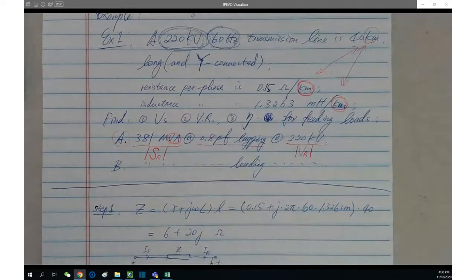It's also like our wall jack outlet, 120 volts. Is 120 volts sending end voltage or receiving end voltage? This is very obvious, right? This is absolutely receiving end voltage. It's load end. Does it make sense? Sending how much voltage? We don't know, absolutely higher than this, right?